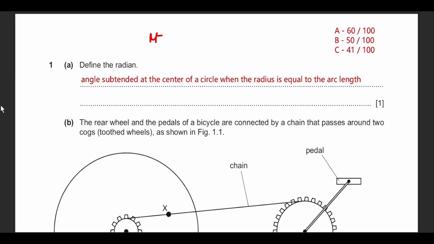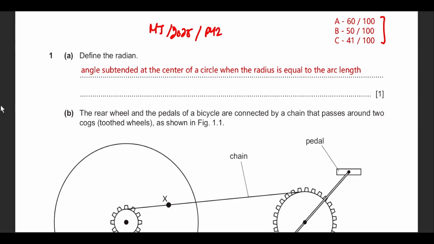This is May, June 2025, paper 42. These are the grade thresholds. If you want to score these respective grades, this is what you need to cross in order to be able to get that grade. The first definition is define the radian.